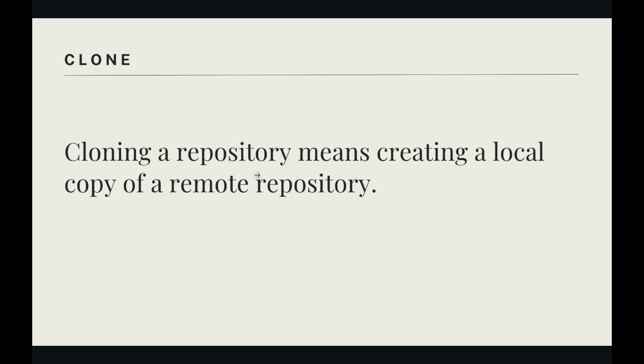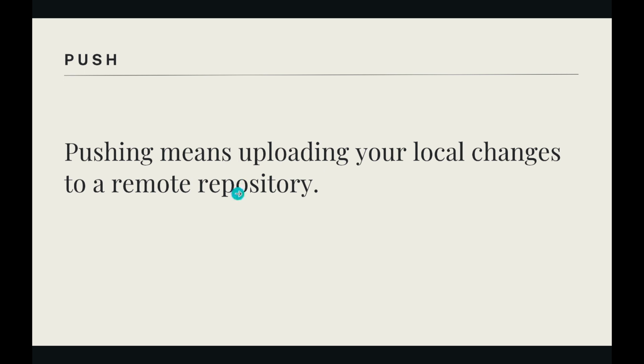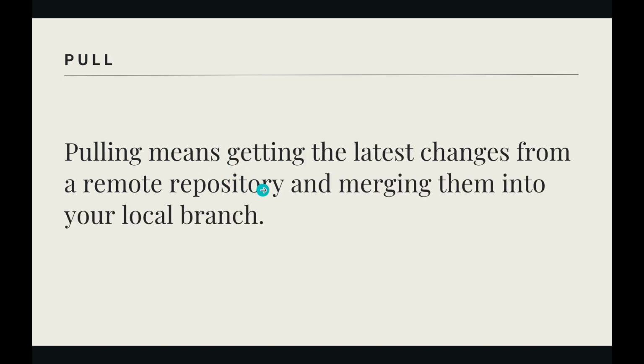Cloning is when you have a Git repository in the server, you make a copy of it in your local machine. So that's what we call cloning. Pushing is uploading your changes that you have done in your cloned local repository to the remote repository. Pulling is simply taking the changes that someone else might have done and pushed to the remote repository into your local repository. So by pulling, you update your local repository with the remote changes.